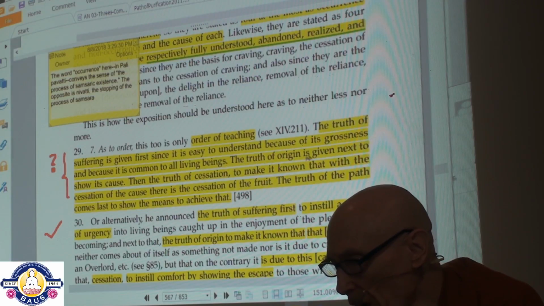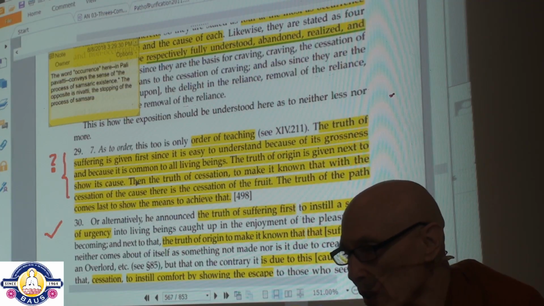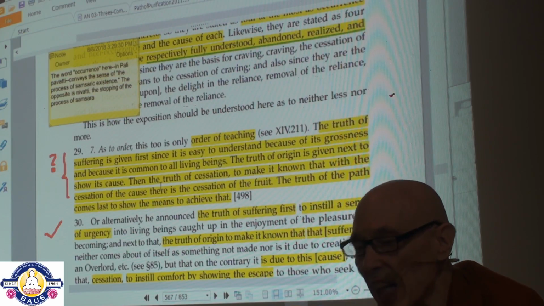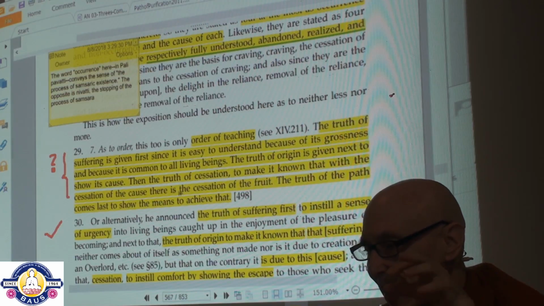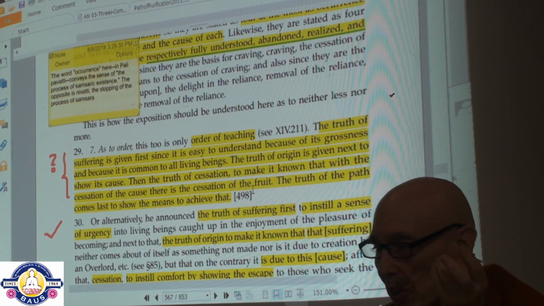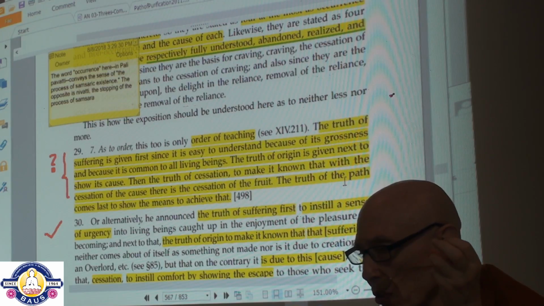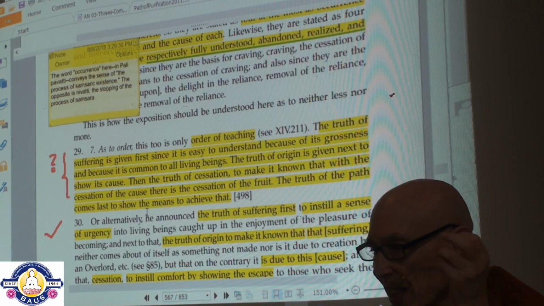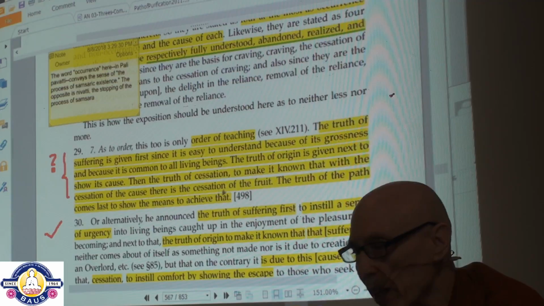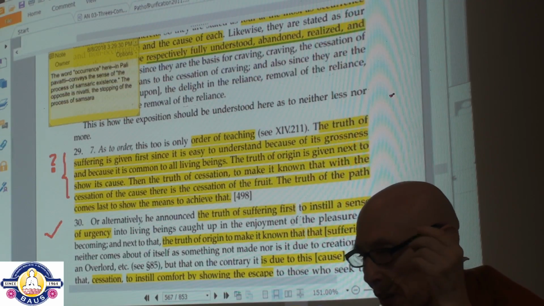And then the truth of origin is given next to show its cause. The truth of cessation is stated to make known that with the cessation of the cause, there is cessation of the result. And then the fourth truth, the truth of the path, comes last to show the means to achieve the cessation of suffering.